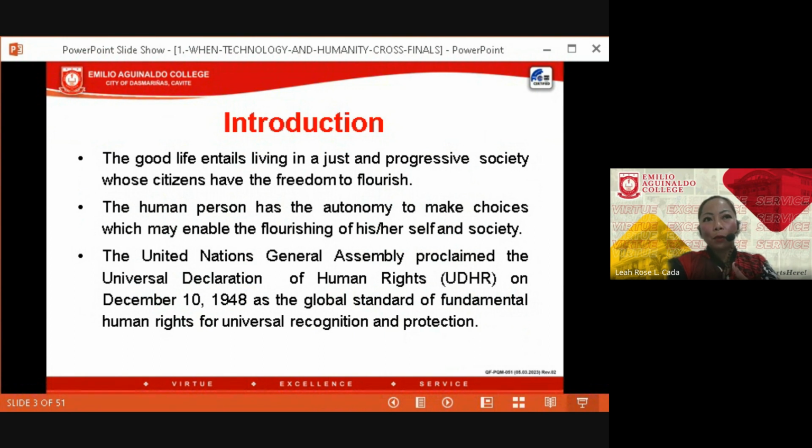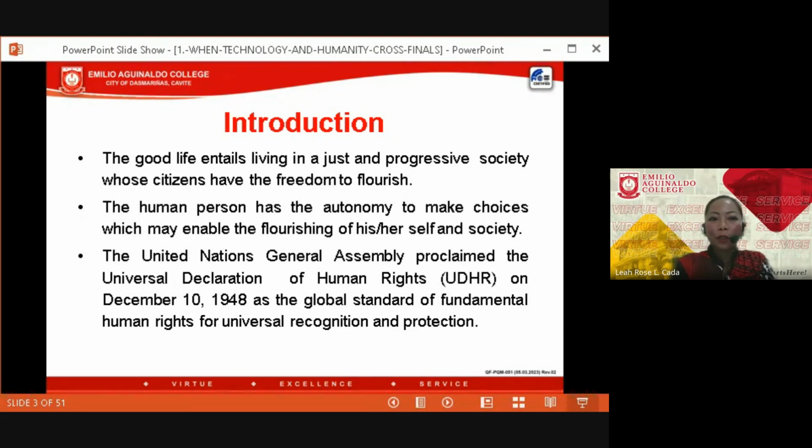What does it mean when technology and humanity cross? Here, the Declaration on Human Rights and technology are explained, including their interrelation. Okay, so before we move on to a more controversial topic, let's start with the Declaration on Human Rights.